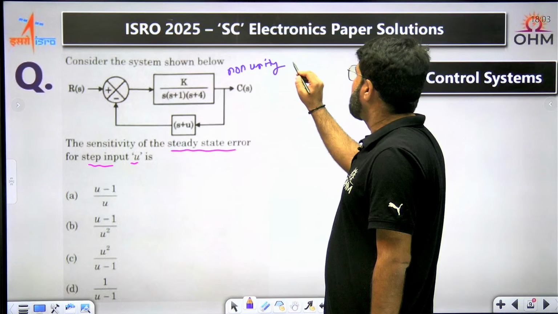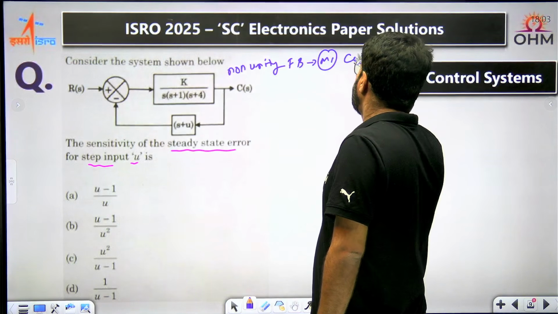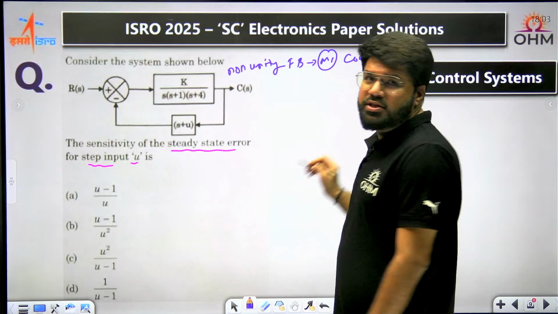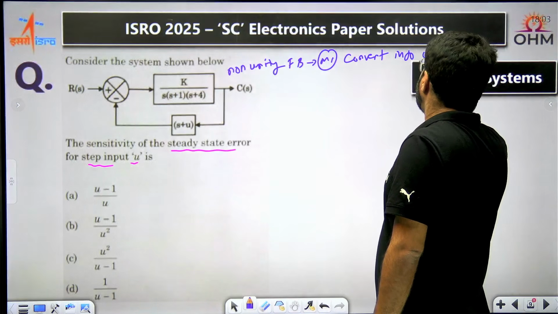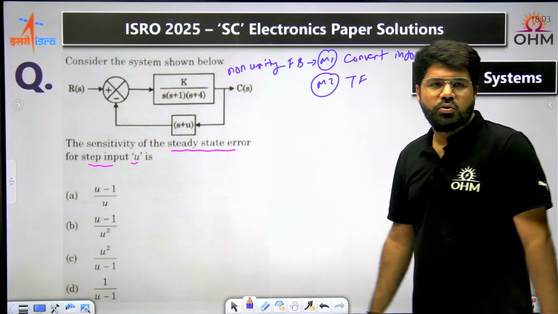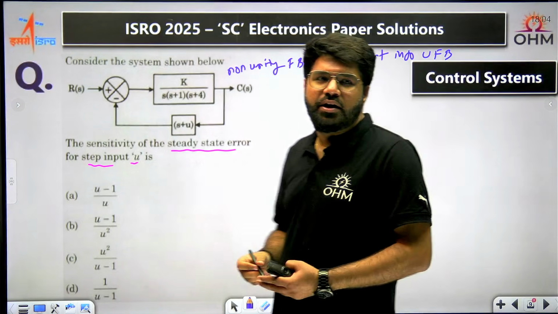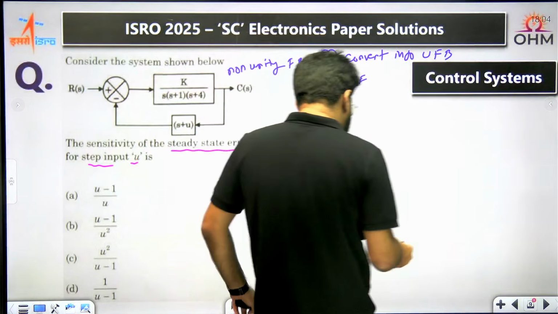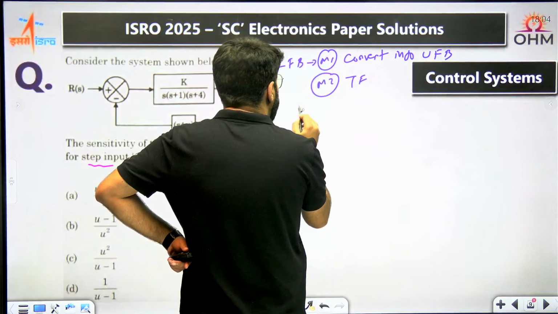So the non-unity feedback case is given. Method number 1 is to convert into unity feedback. And method number 2 is to solve by the transfer function, rather than converting to unity feedback and using the forward path gain. How can we solve by the transfer function? Let us see from the second perspective only.